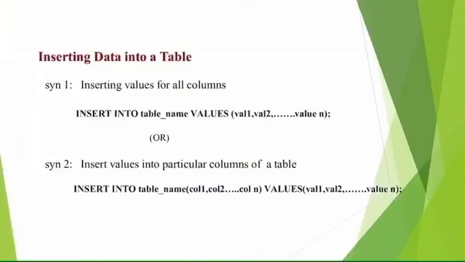The first one is inserting data for all columns. Here the syntax is INSERT INTO table name VALUES within brackets value 1, value 2, up to value n. Next is inserting values into particular columns of a table. Here the syntax is INSERT INTO table name, within brackets column 1, column 2, up to column n, then VALUES within brackets value 1, value 2, up to value n.